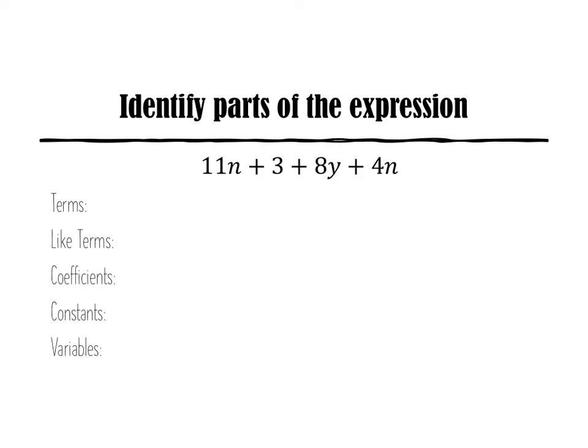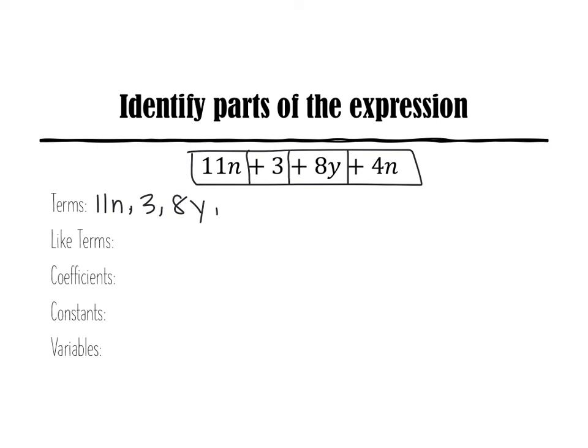Okay, for this next one, same thing. I'm going to box it up. Starting at the 4n, once I see a plus sign, I'm drawing my lines to separate all of my terms. So if I look, my terms here, remember, is everything included. We've got 11n, we've got 3, we've got 8y, and we've got 4n.